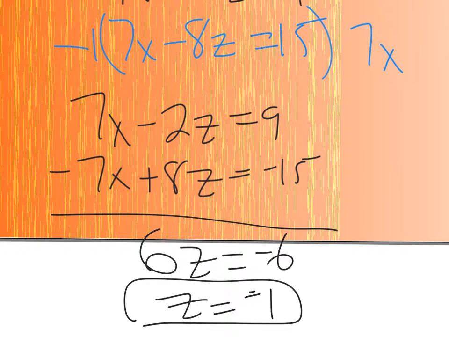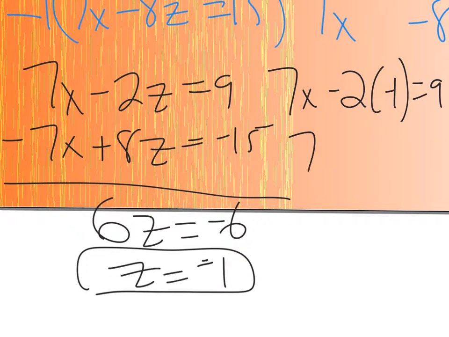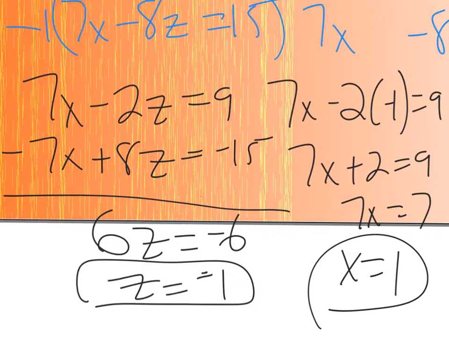So now if I throw this back in here, that's 7x minus 2 times -1 equals 9. So that's 7x plus 2 equals 9. So 7x equals 7. So x equals 1. So x is 1, z is -1.